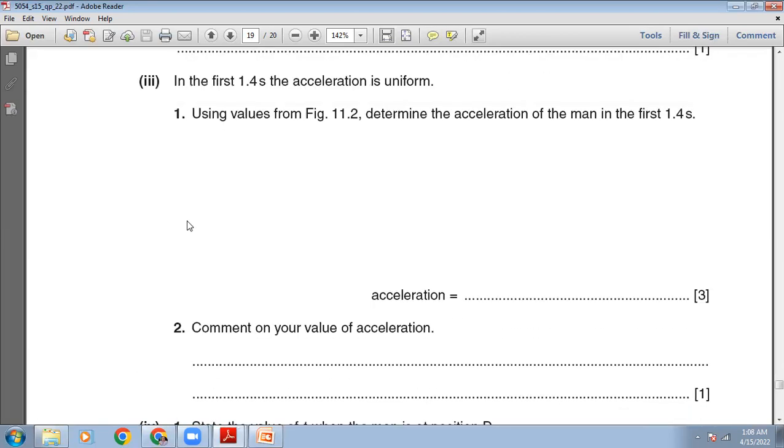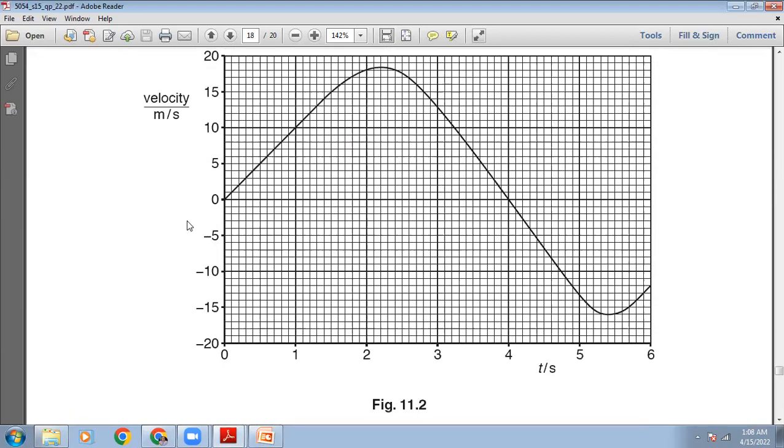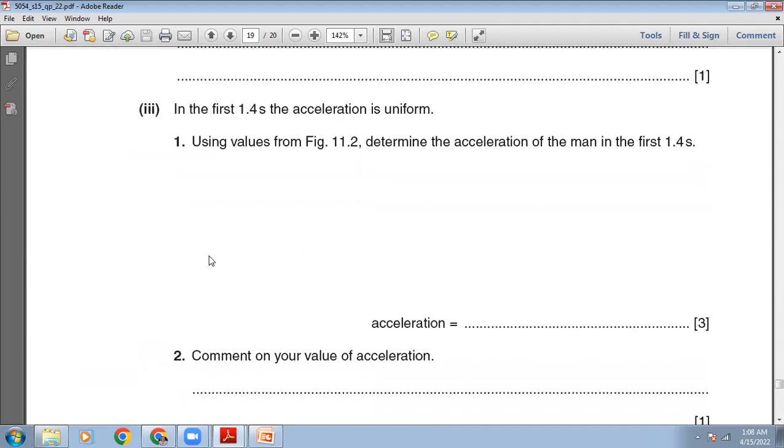In the figure, in the first 1.4 seconds, the acceleration is uniform. Using values from the figure 11.2, determine the acceleration of the man in the first 1.4 seconds. We can apply the formula of the gradient.